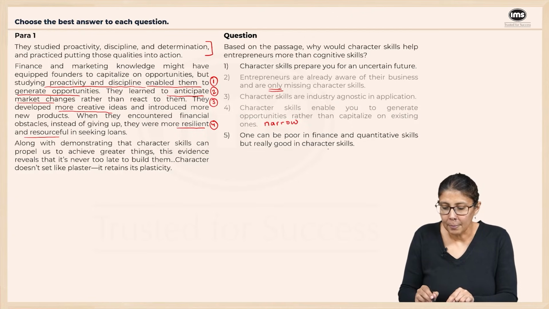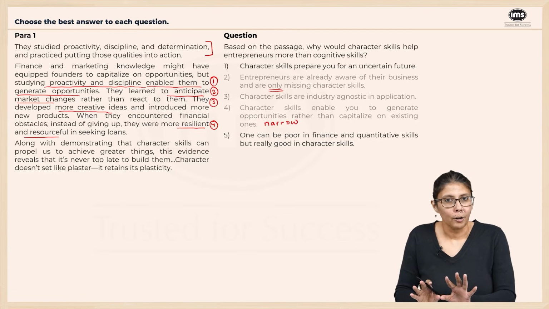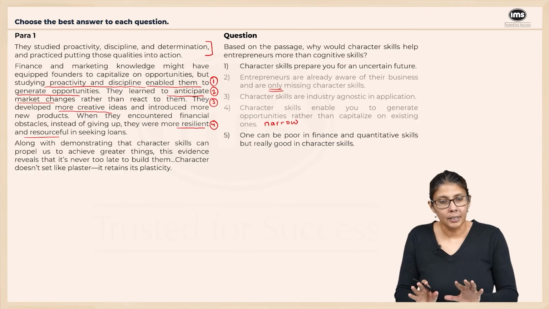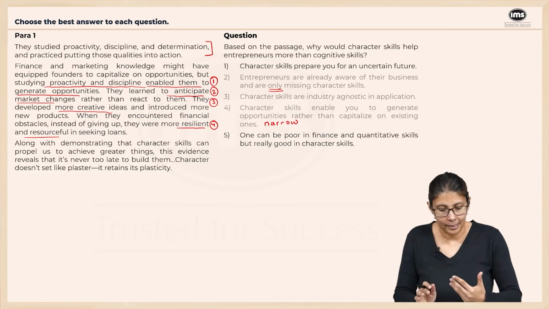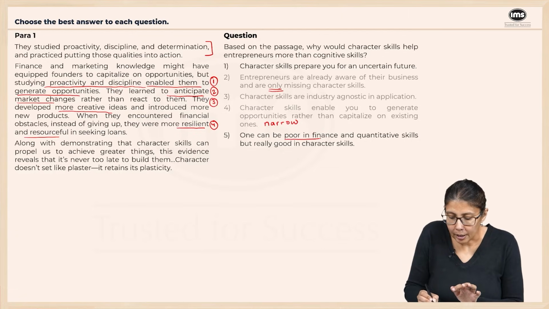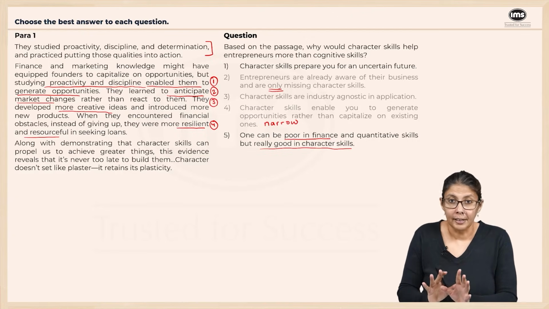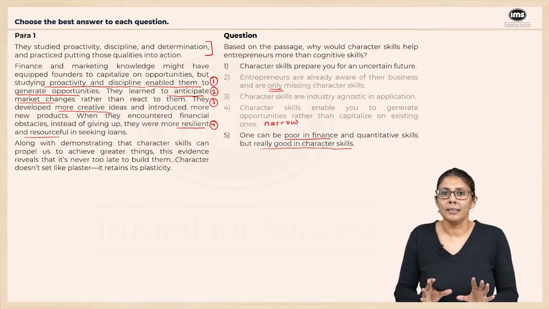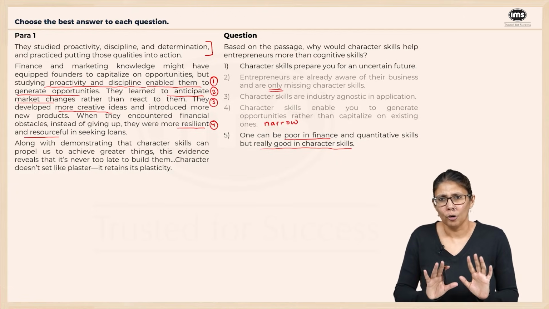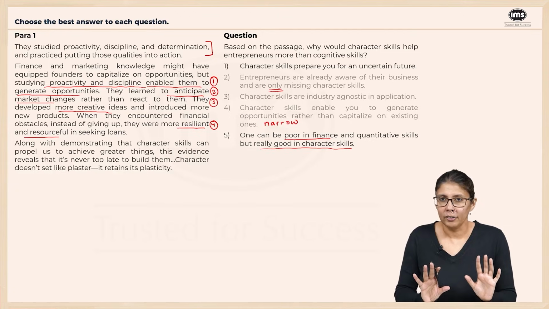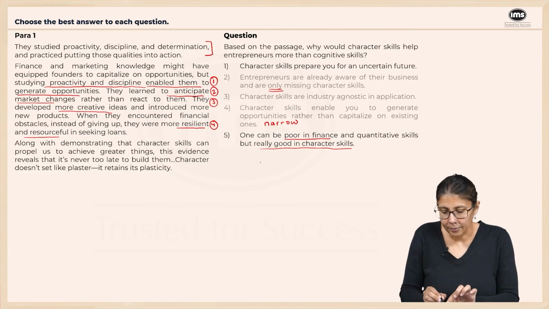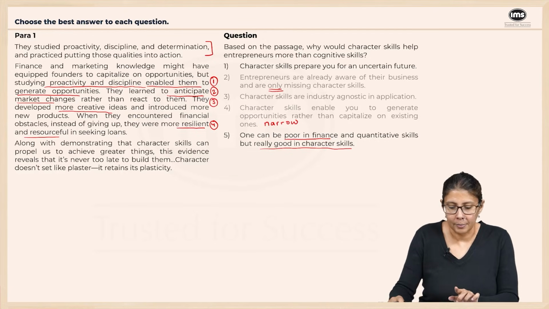Option 5, one can be poor in finance and quantitative skills but really good in character skills. We are not saying that if you lack cognitive skills but have great character, you will succeed. Being poor in one area but really good in character skills is not the reason why your character skills will help you. It is more likely that character skills help you when your cognitive skills are also pretty decent. Again, in both cases, we're making certain assumptions, but as far as I can see, option 5 does not answer the why, and that is why I would eliminate it.